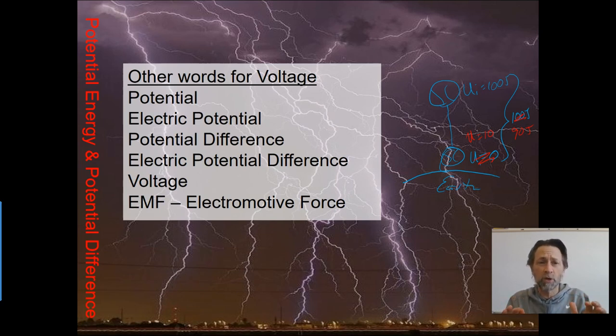Those 6 words, for what we're doing in this class, all mean the same thing. They all mean voltage. So if it's asking you to find the potential, you're looking for voltage. If it's asking you to find the electric potential, you're looking for voltage. If you're looking for the electric potential difference, you're solving for voltage.